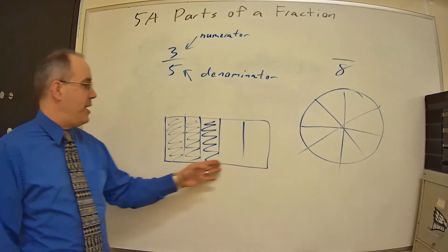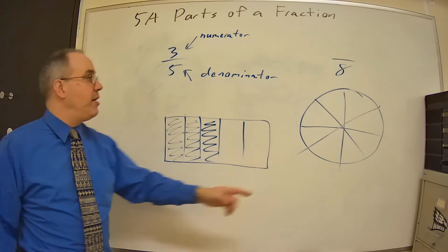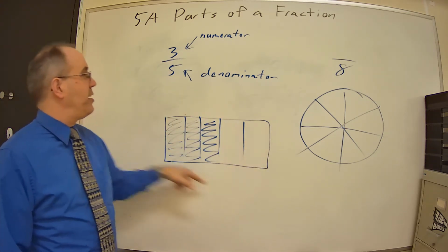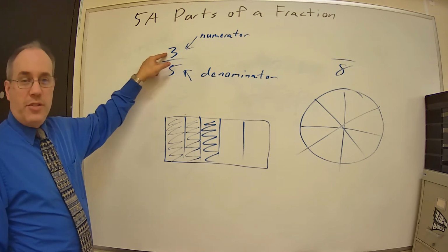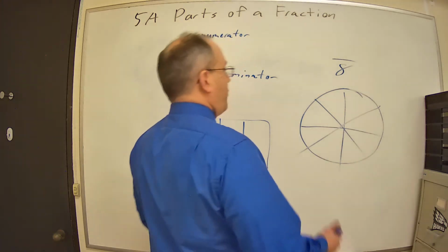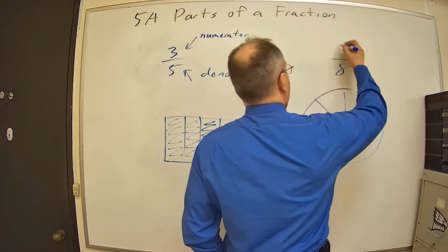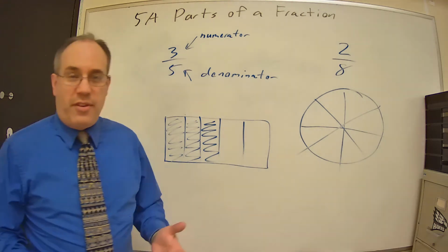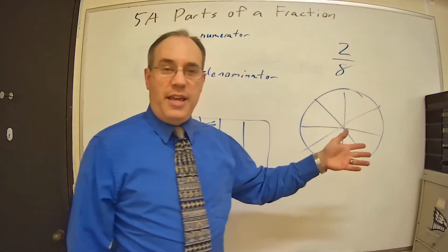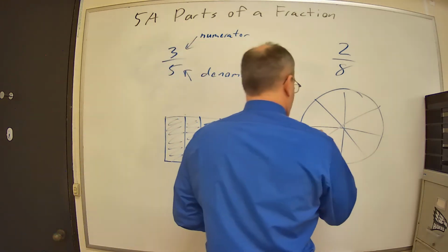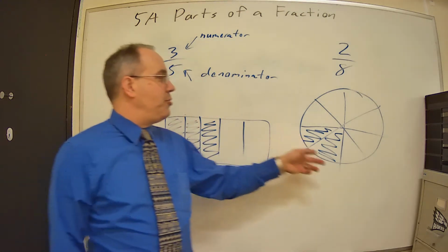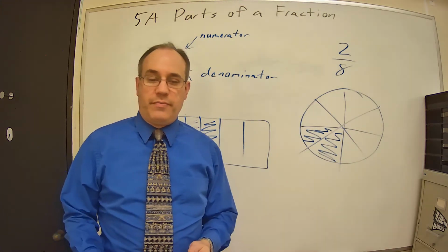We have 3 out of 5. 3/5. How many pieces to make a whole one? How many pieces we actually have. So if I'm looking at this, what if I say we have 2/8 of a pizza? Well, that means the pizza was cut into 8 pieces, and we have 2 out of those 8 pieces.